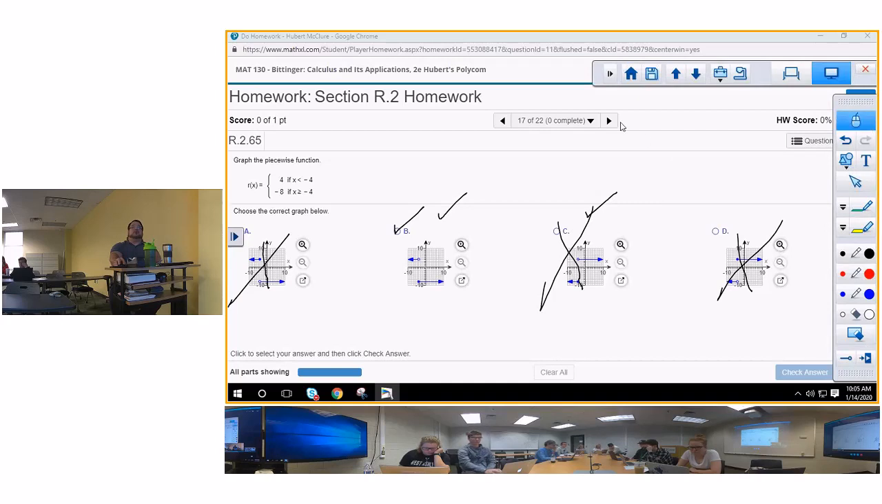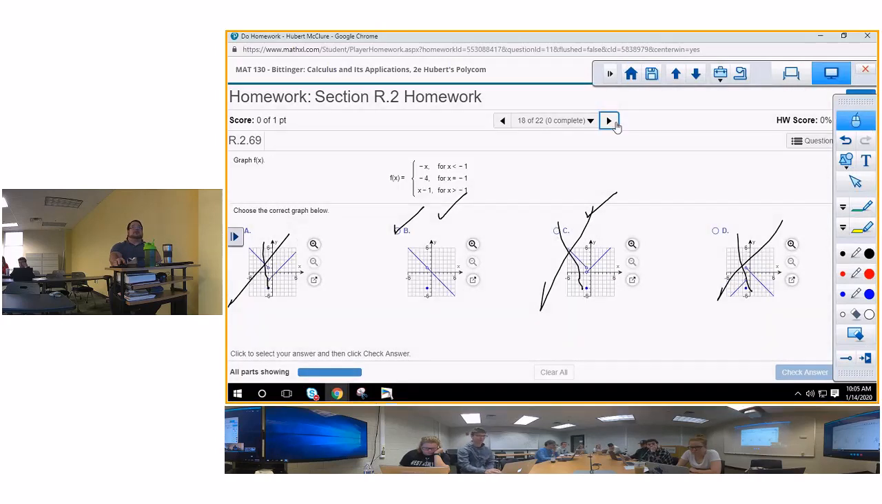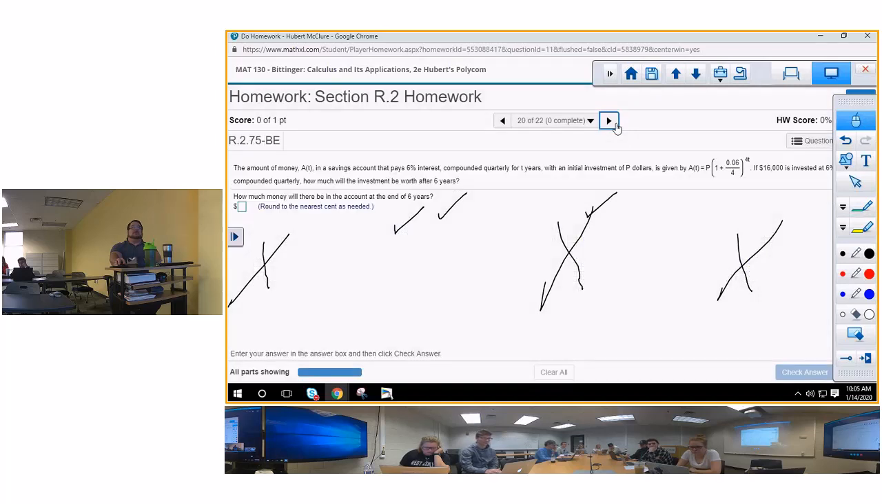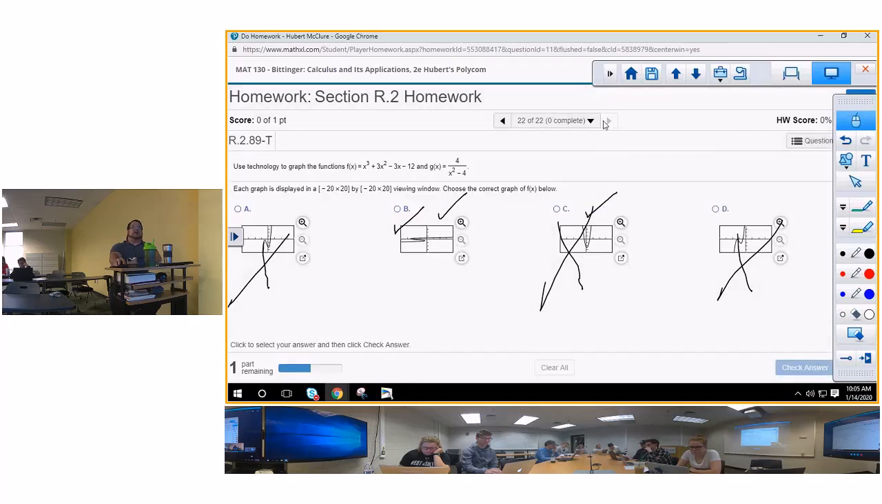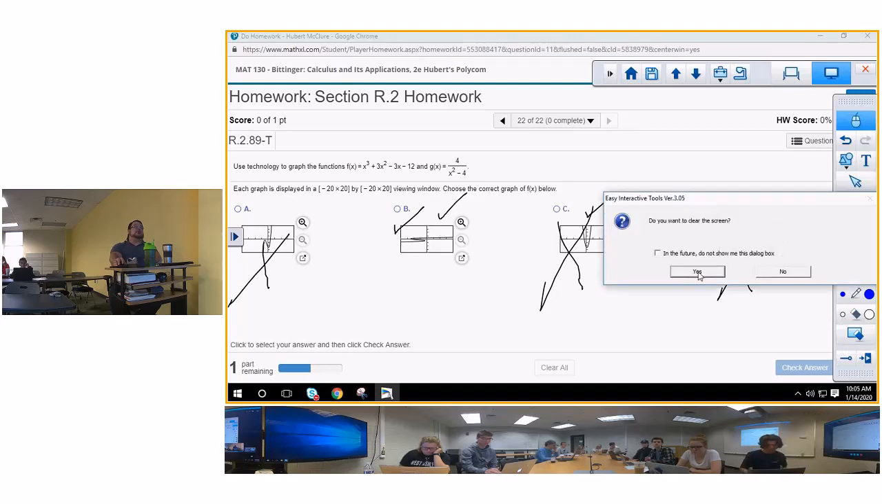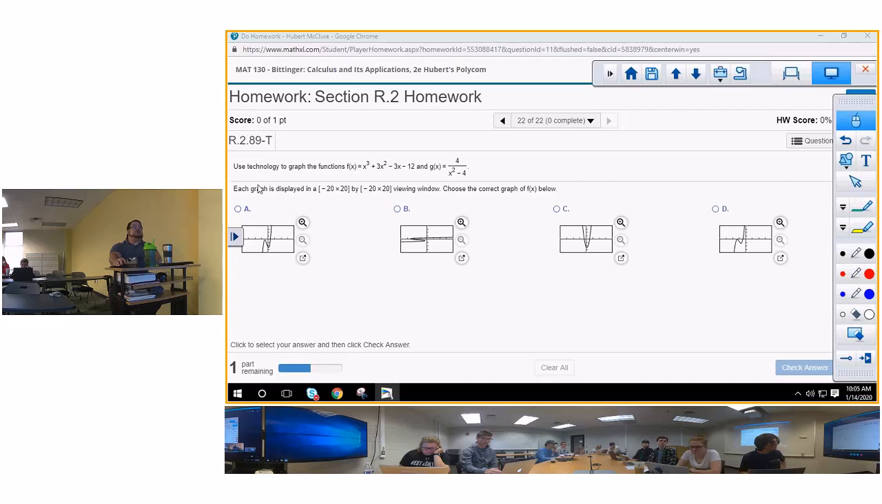I want to find some more. Let's get out of piecewise. Make sure you can plug and chug. I'm not worried about plugging and chugging. Y'all in a calculus class, I think for sure y'all can plug and chug. What does this say? Use technology. That means graph it on a calculator. So take a minute and make sure you can graph this on a calculator. It says use technology to graph the functions there and here. And graph those two functions.